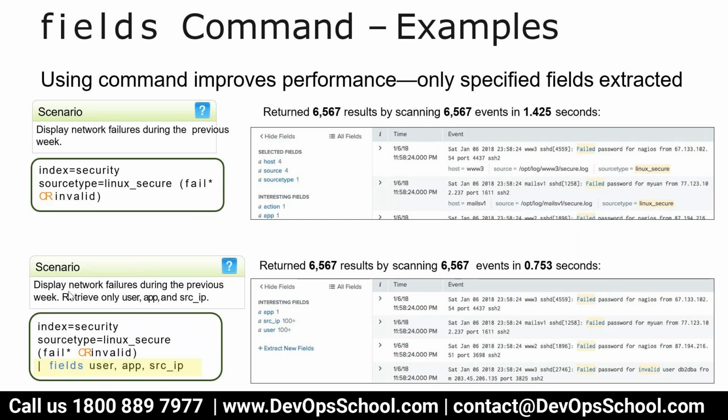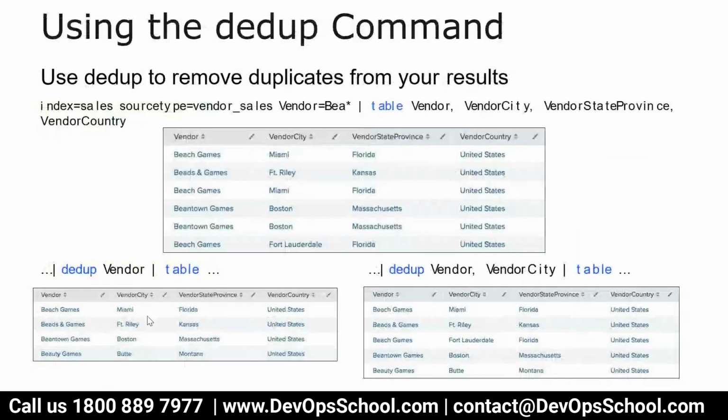So here you see display network failures during the previous week. Okay, sorry, retrieved only user, app and source IP field. So that way you can filter it and add more commands for that. Now here, dedupe.